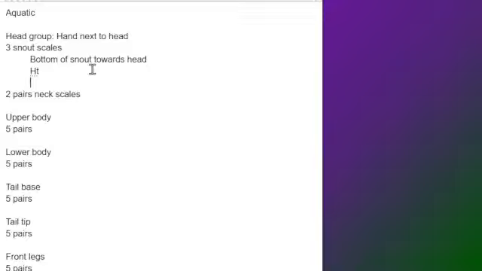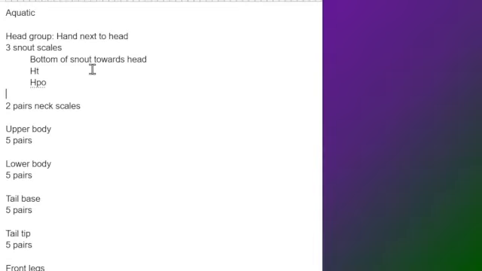And then there's HP, HPO. Oh wait, we're keeping it. These aren't like actual names. These are just to help me know which scales we're using. PO is pointer in this situation.